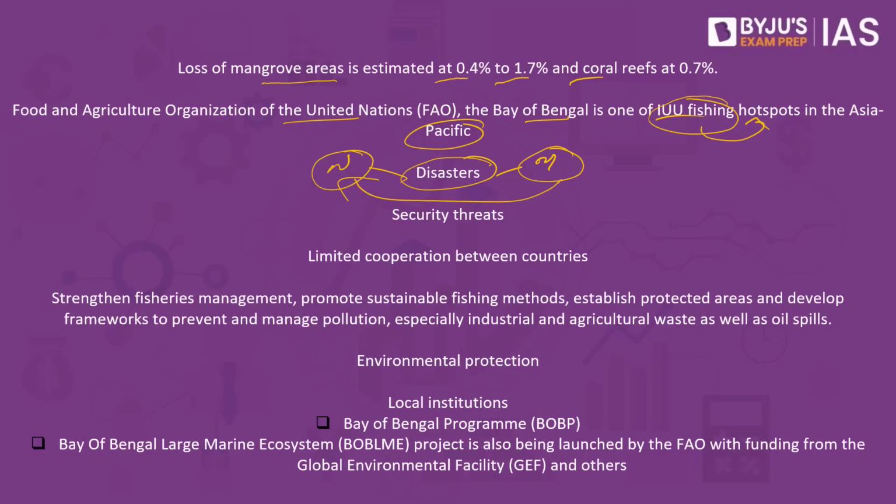The fourth major concern in the Bay of Bengal region happens to be the security threats. What are these security threats? This might be because of terrorism or piracy related issues, or it can also be tensions between the countries. How tensions between the countries? Let's say, for example, we have Sri Lanka. Let's take the example of India-Sri Lanka relations.